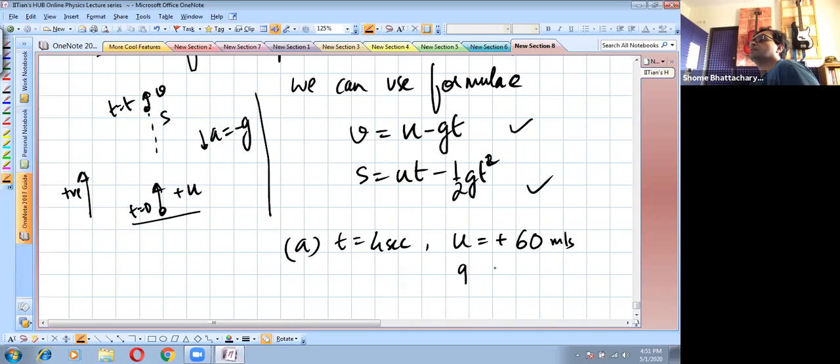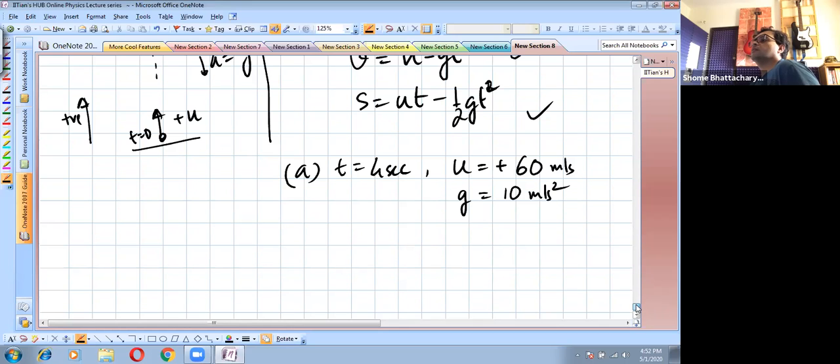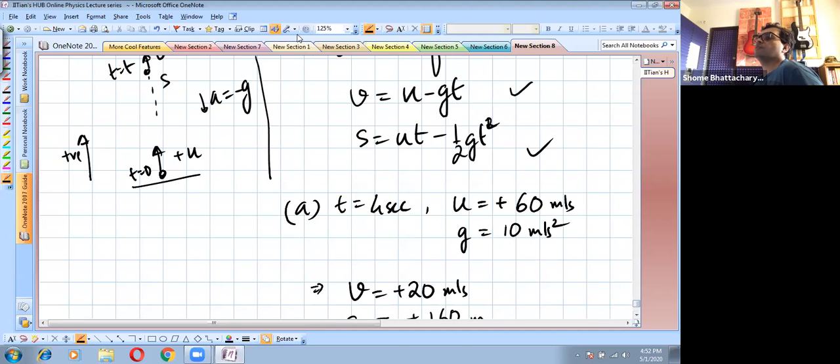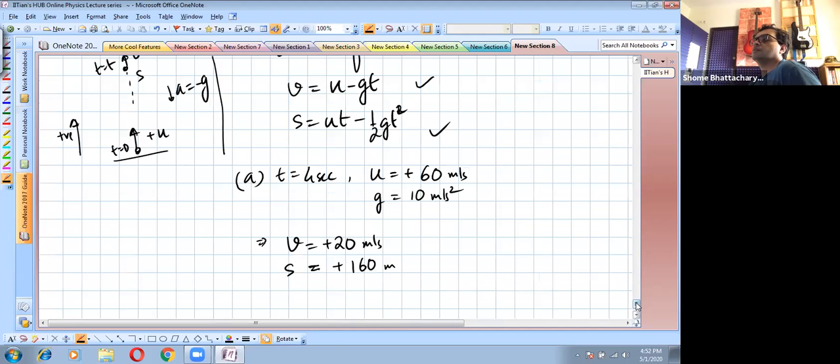And g is 10 meters per second square. So you will get your velocity as plus 20 when you substitute, and you will get your displacement as plus 160 when you substitute. Similarly for your B part, this we are getting by just substituting in this formula. We are just substituting here in this formula, and we are getting this.